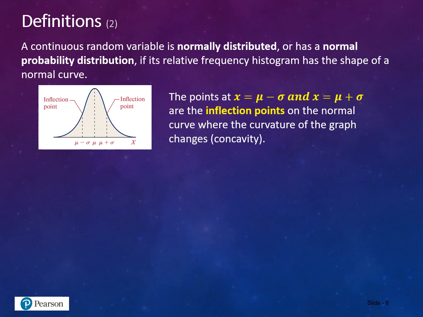The points at x equals mu minus sigma, right, the mean minus 1 standard deviation, and mu plus sigma, or mean plus 1 standard deviation, are the inflection points, and you can see that on the graph here to the left, where the curvature of the graph changes, right? Remember, that's what an inflection point is.